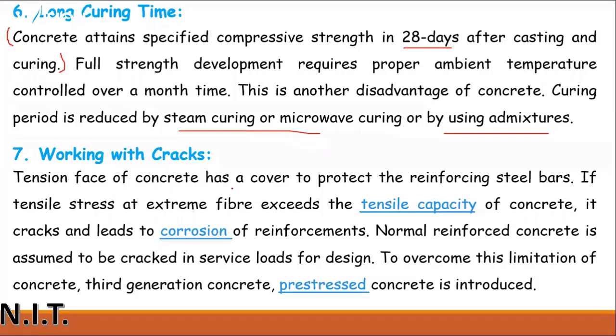Tension face of the concrete has a cover to protect the reinforcing steel bars. If tensile stress at extreme fiber exceeds the tensile capacity of concrete, it cracks and leads to corrosion of steel. Can you see that? It will cause the corrosion. Normal reinforced concrete is assumed to be cracked in service loads for design. To overcome this limitation of concrete, we have to move towards the third generation of concrete, and that is pre-stressed concrete. This is the third generation of concrete.